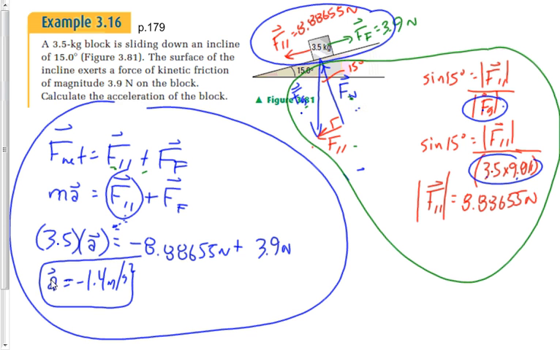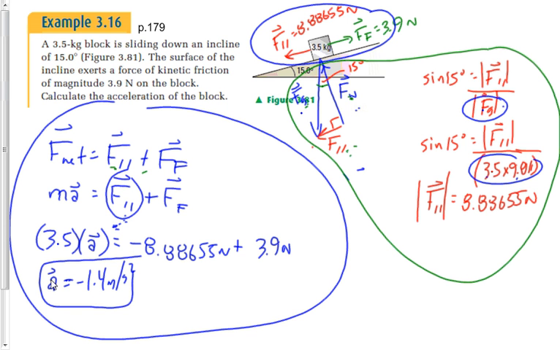Good question. If you're finding F parallel, it will be sine, yes. And understand why it's sine, because we're looking for the opposite side, right? The angle is given to me up here, 15 degrees. We're looking for the opposite side. We have the hypotenuse Fg.